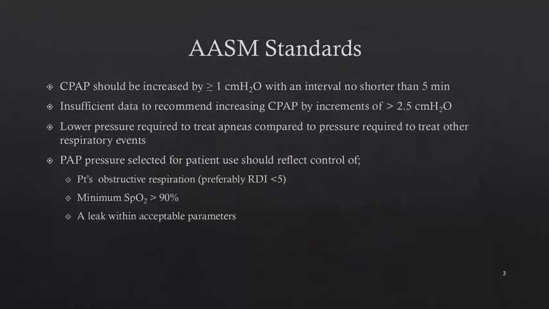The ASM standards for how to perform a titration state that CPAP should be increased by at least 1 centimeter of water pressure but no more than 2.5 centimeters of water pressure, waiting at least 5 minutes between each pressure change. Now, generally, we don't increase in half increments, so really what this means is we're increasing in increments of 1 or 2 centimeters of water pressure at a time, waiting at least 5 minutes between each pressure change.